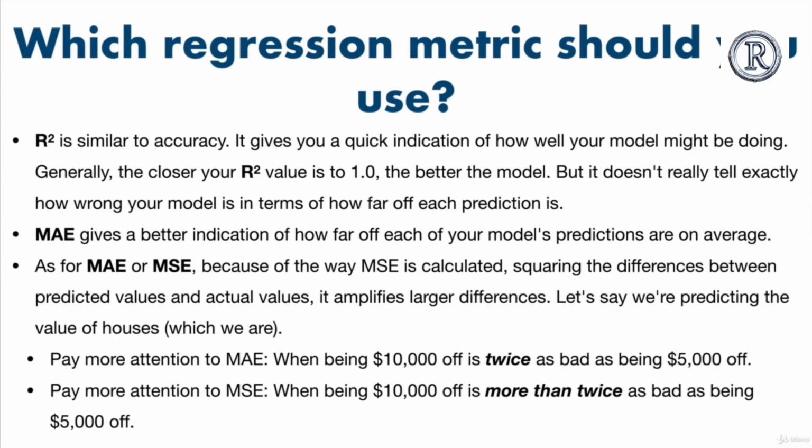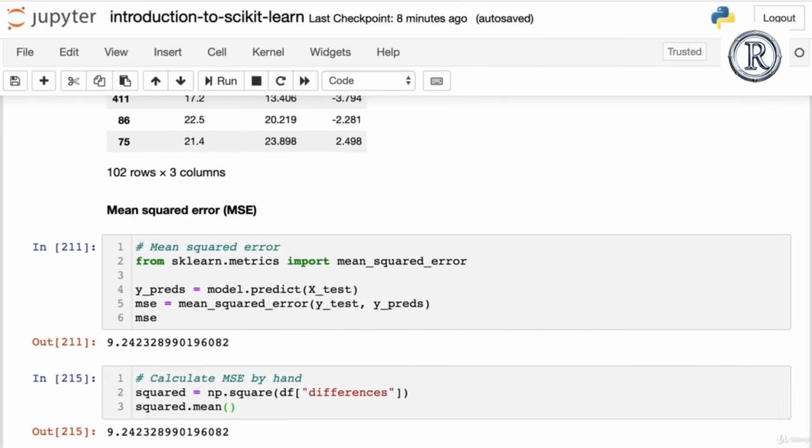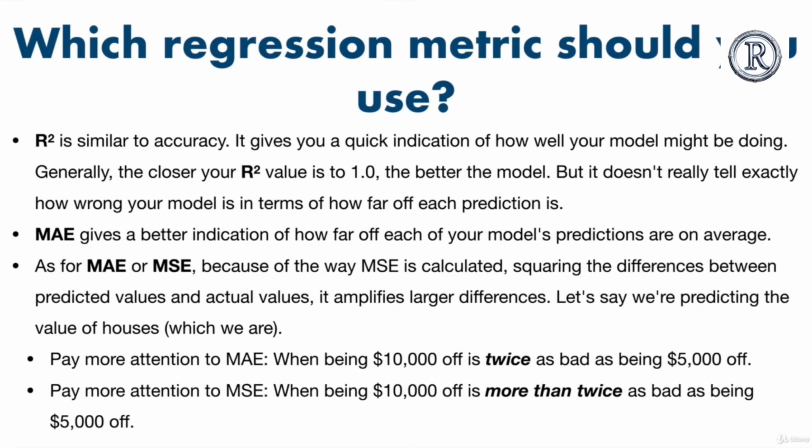Now, it can get a bit confusing which to use between mean absolute error and mean squared error. Well, because of the way mean squared error is calculated, we saw that by calculating it by hand. We squared the differences and then took the mean, right, instead of just taking the absolute differences. Because of how MSE is calculated, squaring the differences between predicted values and actual values, it amplifies larger differences. So you could imagine if we had a difference of, say, 10 and we squared that, that's going to be now a difference of 100 and we're taking the average of that.